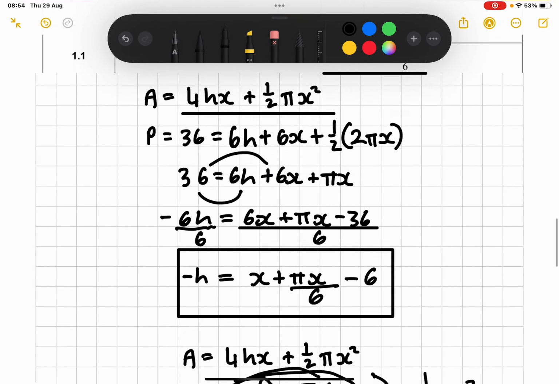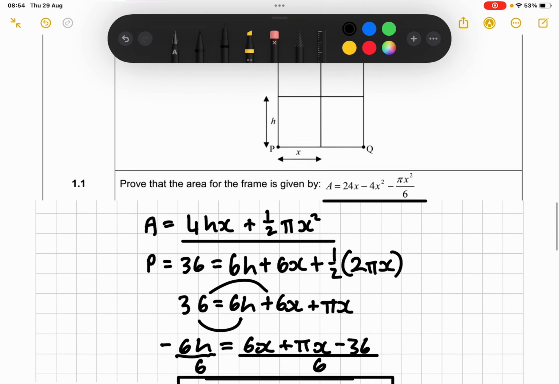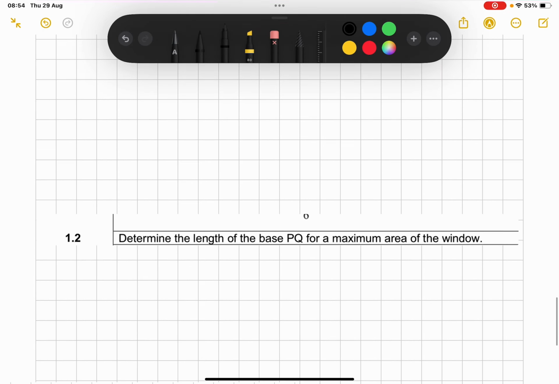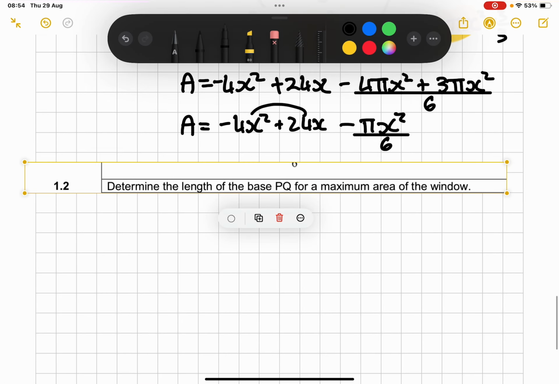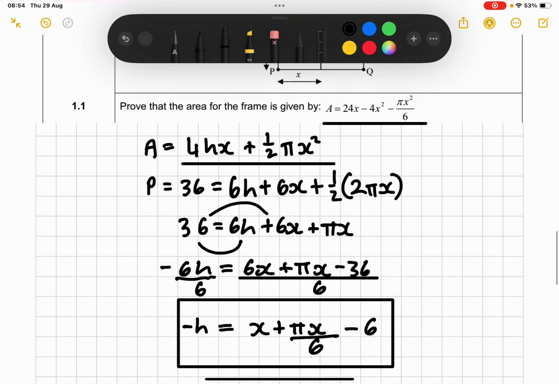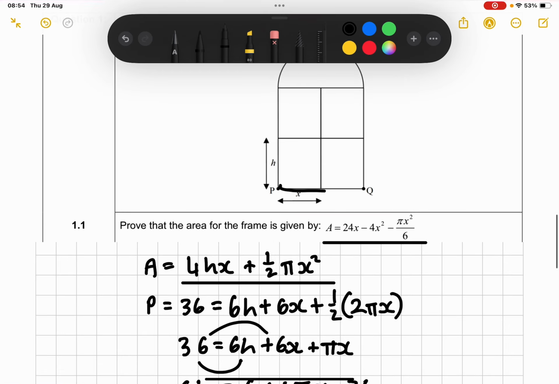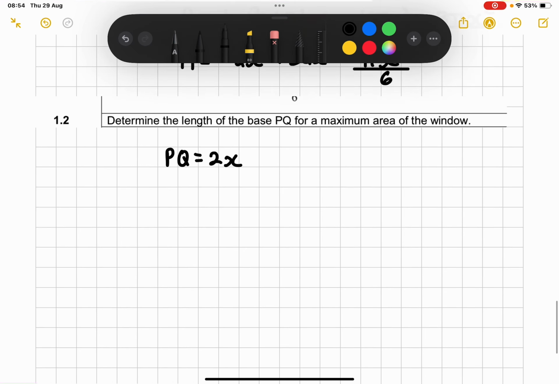So that's our area, and we can see that it's right. This is technically written there, and you know they swapped, but for the most part it's right. Okay. Then for 1.2, we're asked to determine the length of the base PQ for maximum area of the window. Okay, so the base PQ is what? It's 2x. Okay, so PQ is equal to 2x. Okay, so what are we looking for here?